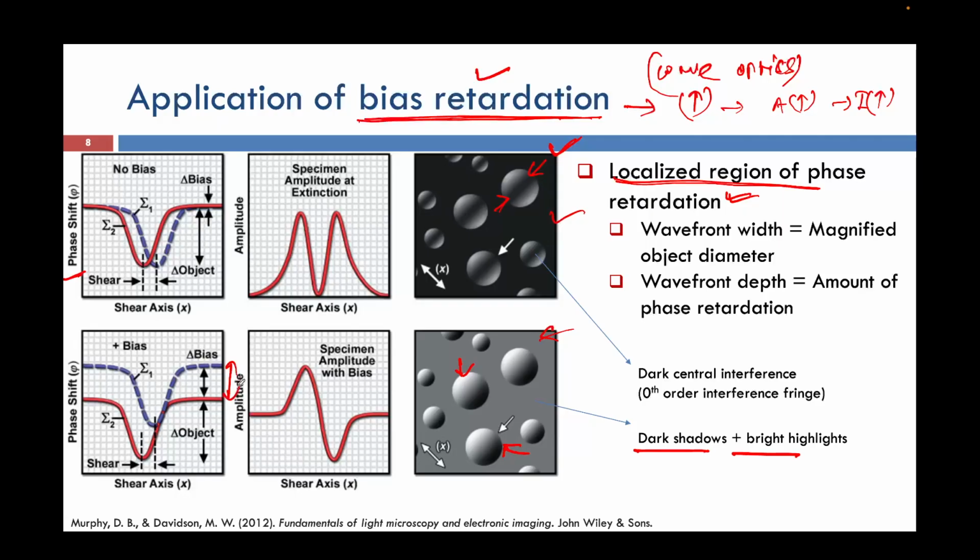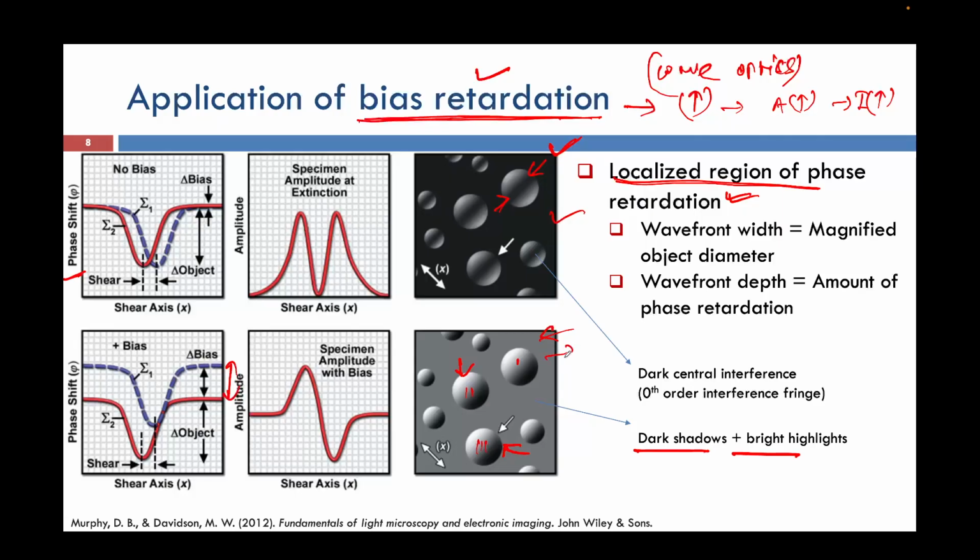We have discussed how we can introduce a phase shift in amplitude objects and phase objects earlier. So now I have intentionally introduced some sort of phase shift, which will give me a gray background, but the image of the particles, let's say these are the particles I wanted to see, I'll get as dark shadows plus bright highlights. Since I'm getting bright highlights and dark shadows, it looks like a three-dimensional image, right? It looks like these particles are floating in space.